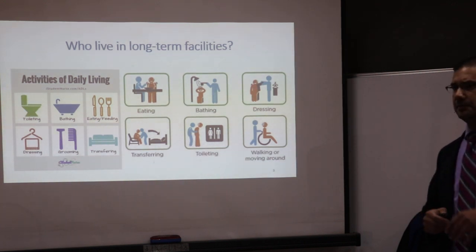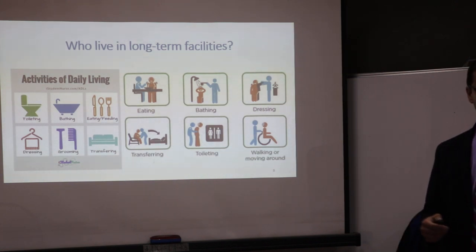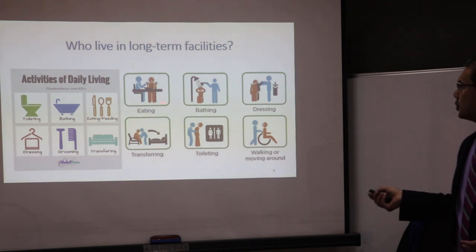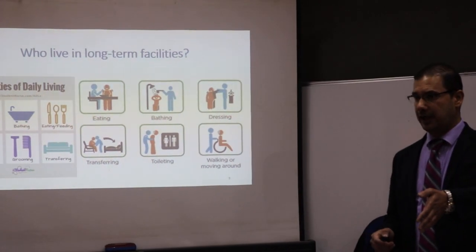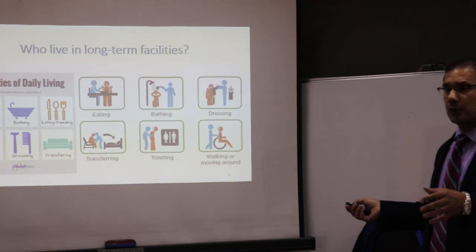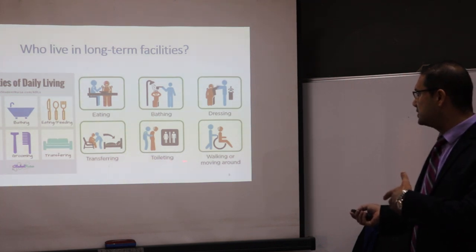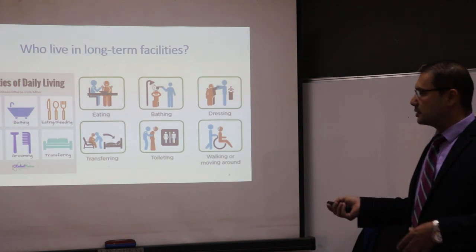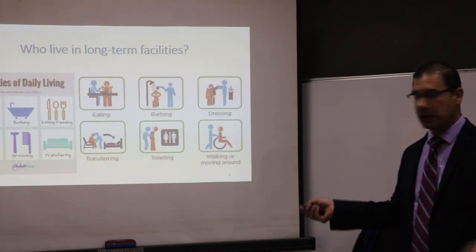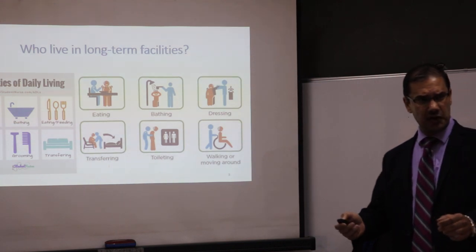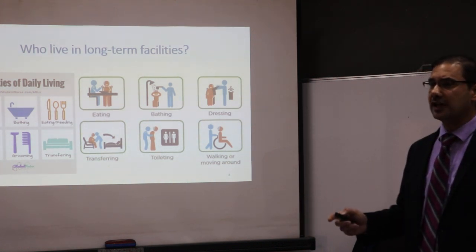So before I dig into my PhD thesis, we may not have an idea what's going on in nursing homes. So who needs to go to nursing homes? Usually the nursing home residents need care. They need both care and activities in healthcare. So usually they need one or more of these daily activity assistance, such as in eating, bathing, dressing, transferring, toileting, or walking. Usually the elderly or the disabled need help or assistance in one or more of these daily activities. That's why they cannot live independently at home. So we need to take care of them at those long-term facilities.